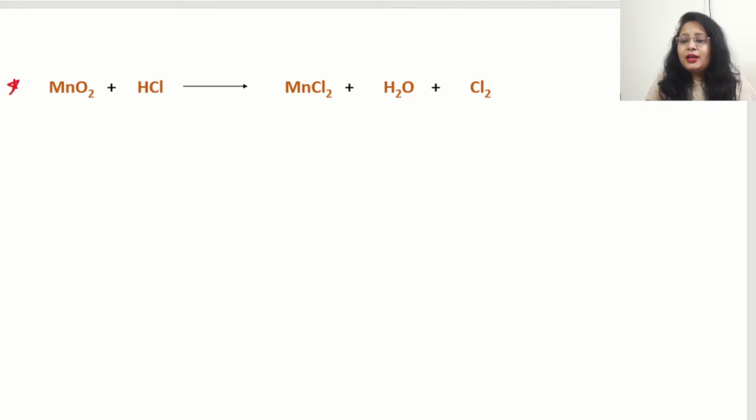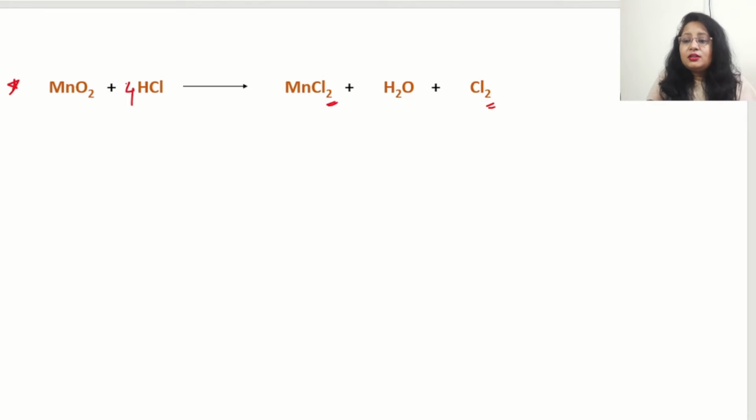Example number 2. MnO2 plus HCl, it will give MnCl2 plus H2O plus Cl2. So first of all, what will we do? We will go to the manganese, that is metal, then non-metal is chlorine, after that oxygen and hydrogen. So let's start. Left hand side 1 manganese, right hand side 1 manganese. Balanced, nothing to be changed. Now come up to non-metal chlorine. Here it is 1 on the left hand side. On the right hand side it is 2 here, and 2 here, so 4. So we can write here 4.